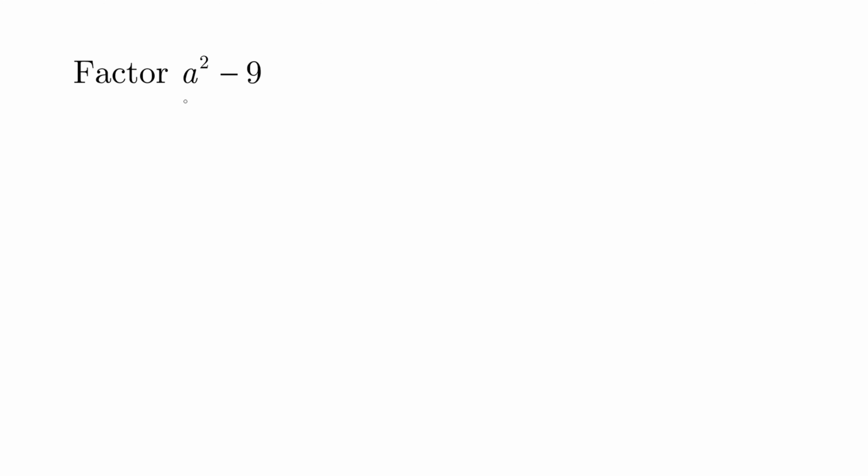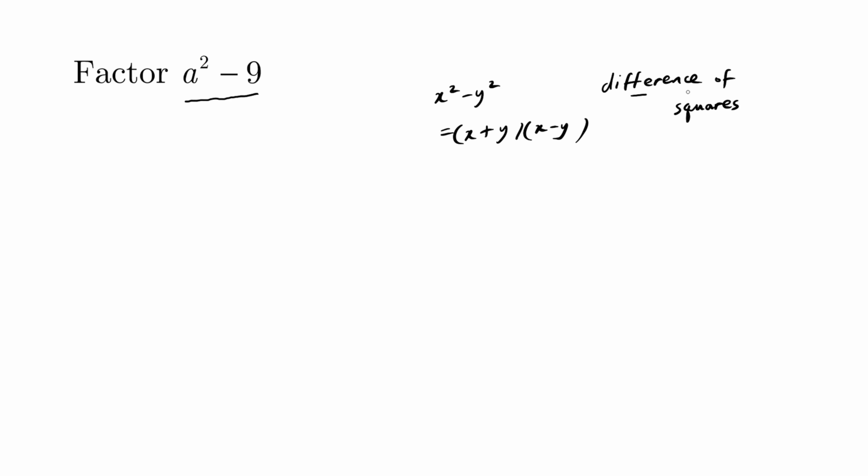Try factoring a squared minus 9. So it's nice to know something called the difference of squares. In general, when you see something squared minus something squared, it can be rewritten and factored as bracket bracket. It's going to be the square root of x squared, which is x, plus the square root of the second variable, bracket, x minus the square root of y squared, which is y.